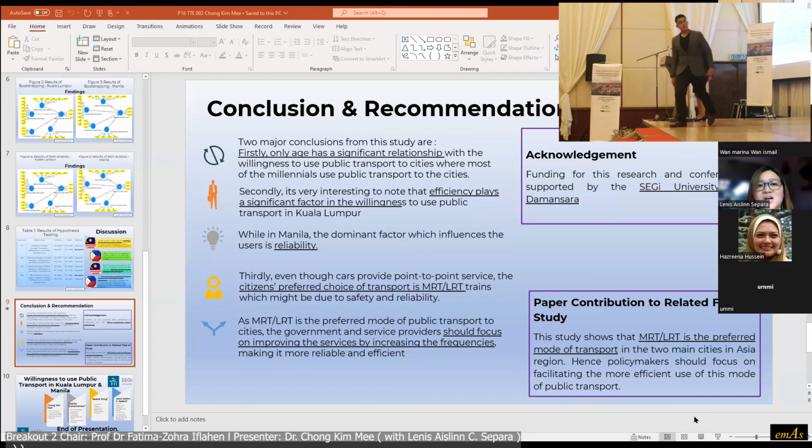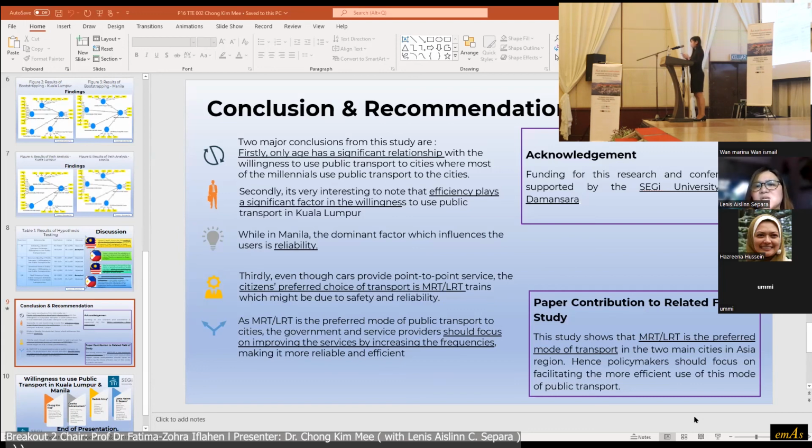Thirdly, even though cars provide point-to-point service, the citizens' preferred choice of transport is MRT or LRT trains, which might be due to safety and reliability. This shows a change in conventional transport systems, as the preferred choice of the millennials. The contribution of these findings should facilitate improvement to aspects of public transport in the cities of Kuala Lumpur and Manila. It also shows that there is a need to rethink passengers' needs and requirements.